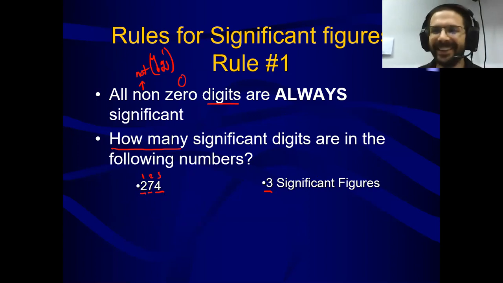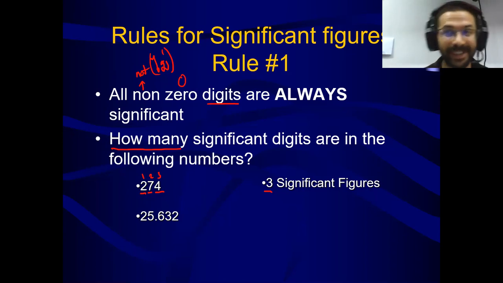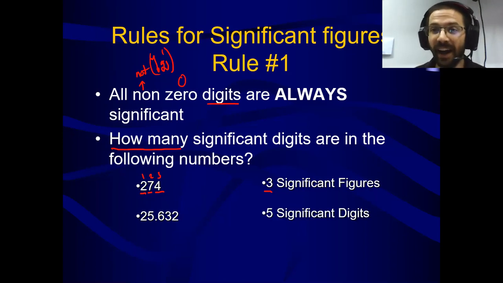That's easy, right? Let's give it another try. Look at this number and count all of the non-zero digits and how many digits are significant. Give it a try. What are you thinking? Let's go ahead and see the answer. The answer is 5 sig figs, or 5 significant digits. We have 1, 2, 3, 4, 5. Do you see a 0 here? No, there's no 0. So they are all significant digits. Let's give another one a try.